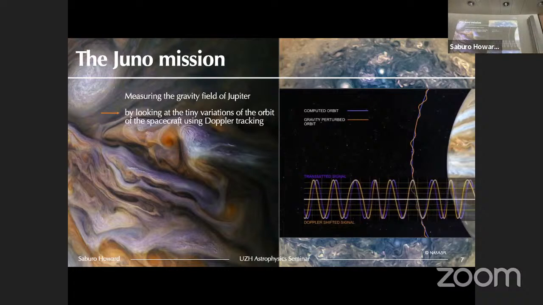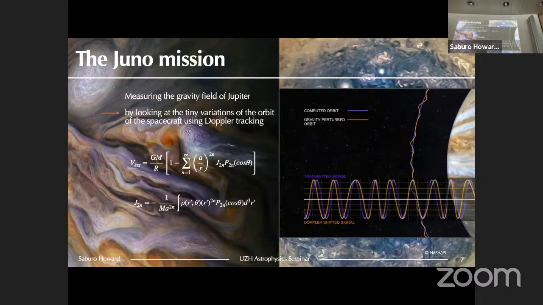So Jupiter is rotating very fast. Its rotation period is less than 10 hours. And so it's not perfectly spherical, but it's slightly flattened. And the departure from sphericity can be expressed in the gravity potential of the planet as an infinite sum of some coefficients, J's, that we call gravitational moments. And those gravitational moments are measured by the Juno mission.